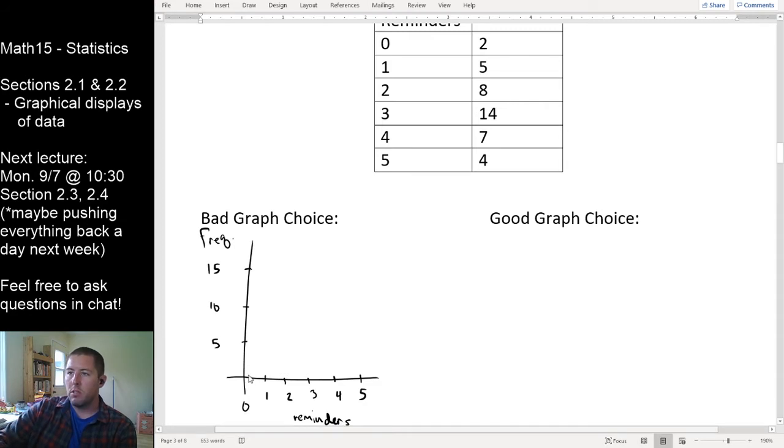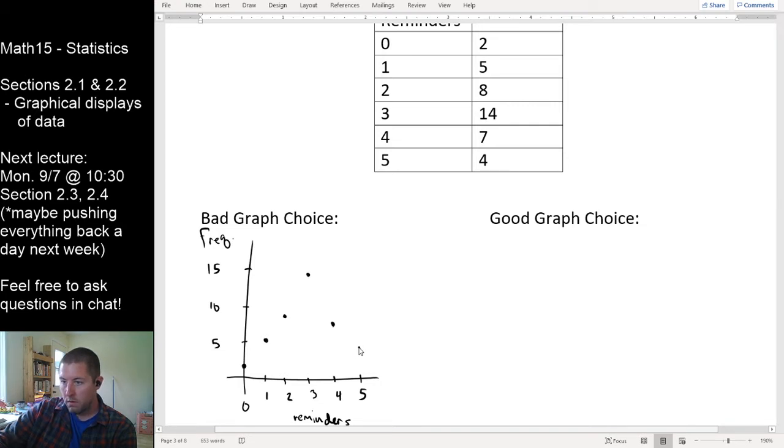Reminders is down here. So 0 reminders was associated with 2 parents reporting that they needed to give 0 reminders. So the frequency is 2, that's the number of parents, and the number of reminders is 0. How many parents had to give 1 reminder? That is 5. How many parents had to give 2 reminders? That is 8. How many parents had to give 3 reminders? That is 14. How many parents had to give 4 reminders? 7. How many parents had to give 5 reminders?